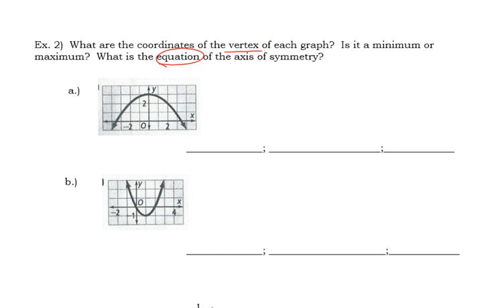Remember, the vertex is the point that the parabola starts to turn. In A, we have a vertex right at the very top, which is the point (0, 3). Since this parabola is frowning, that means we have a maximum value. Our parabola doesn't go any higher than the point (0, 3). And the axis of symmetry is the line that folds the parabola in half. Since that's the y-axis, our axis of symmetry is x = 0.